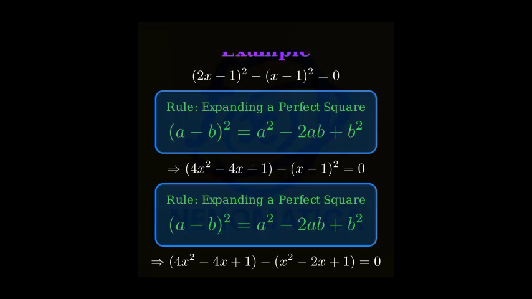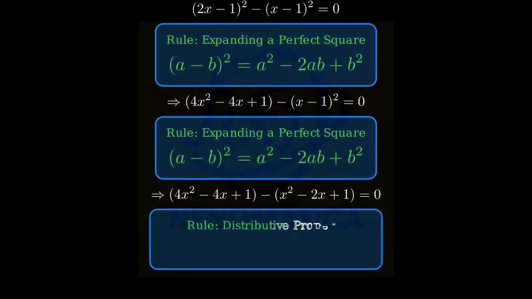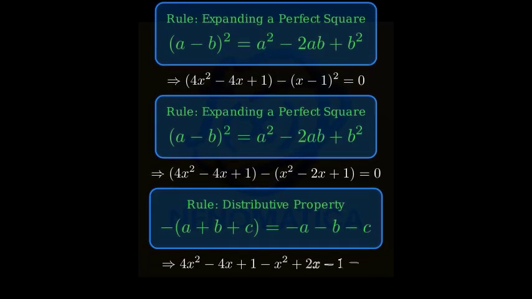Step 3. Now, let's remove the parentheses and combine the terms. We use the distributive property to distribute the negative sign to each term in the second expression. This gives us 4x squared minus 4x plus 1 minus x squared plus 2x minus 1.